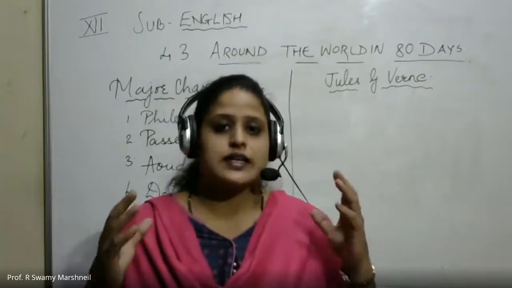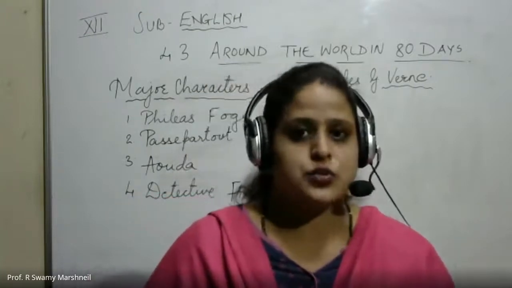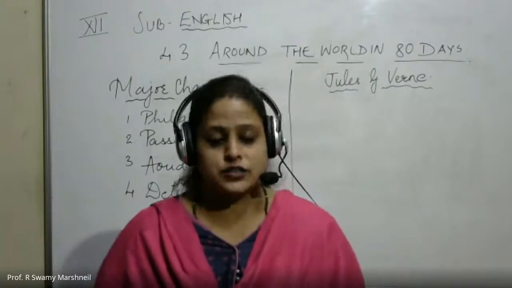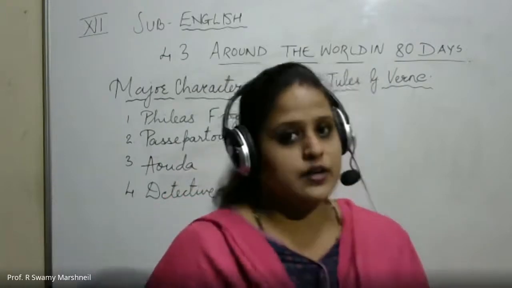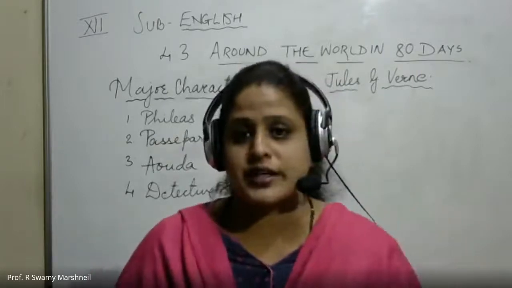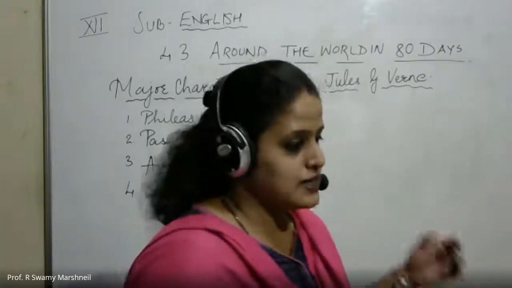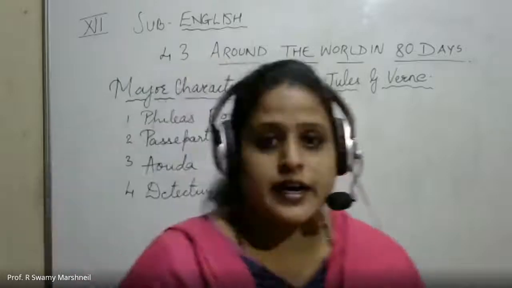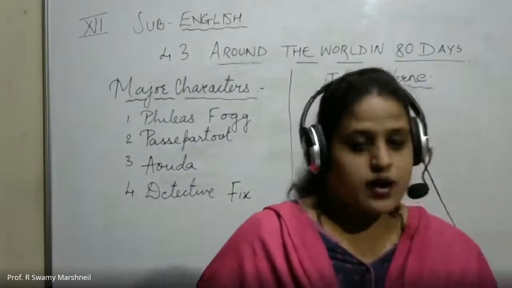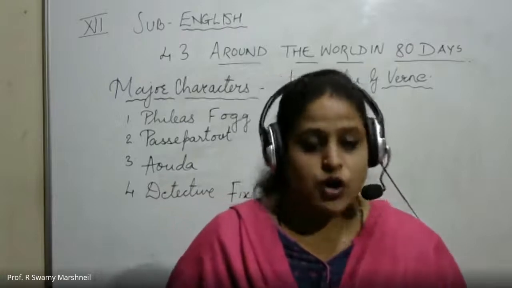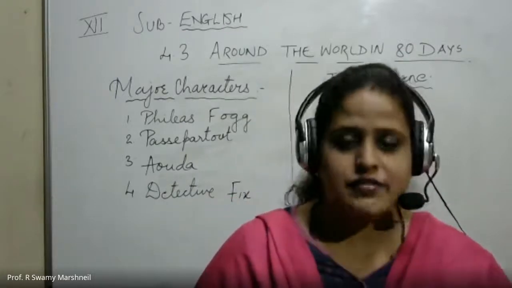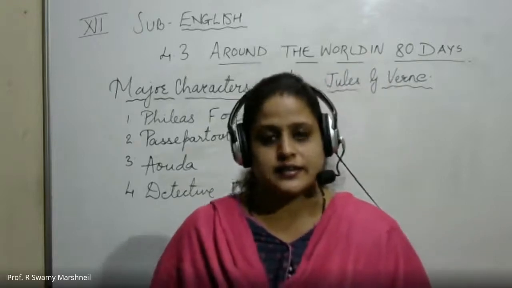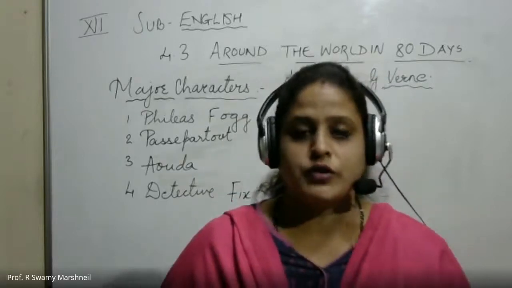So the lesson starts where the main protagonist, the main hero of our novel, Phileas Fogg. Let us learn the important major characters of our novel as they are written on the board. Phileas Fogg, then Passepartout, Aouda, and Detective Fix. Then there are several minor characters that are mentioned in the novel.